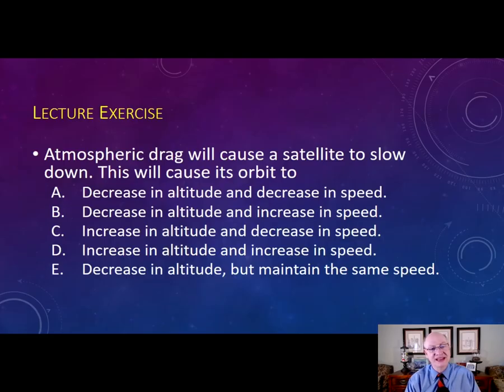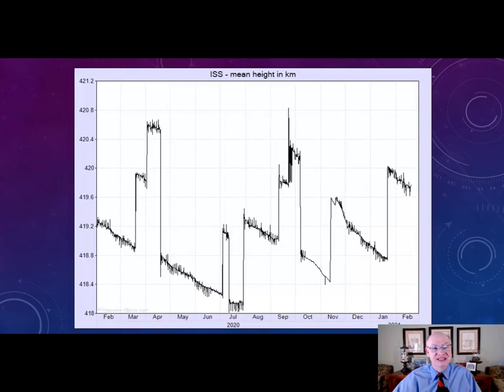All right, so what do you think in this case? What's going to happen to the satellite? Well, we've already seen that because of atmospheric drag, the satellite slows down. And we've already seen with the case of the International Space Station that the altitude decreases. That is, ignoring these boost maneuvers where they've boosted the International Space Station, and this maneuver right here where they intentionally decreased the altitude of the space station, you will notice that over the long term, there is a gradual decline in the altitude of the International Space Station because of atmospheric drag.